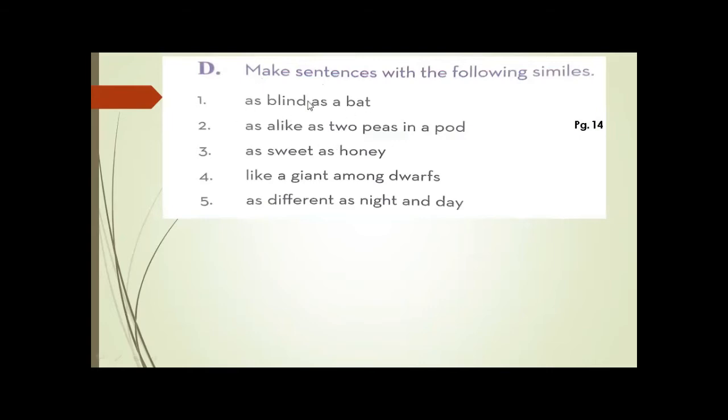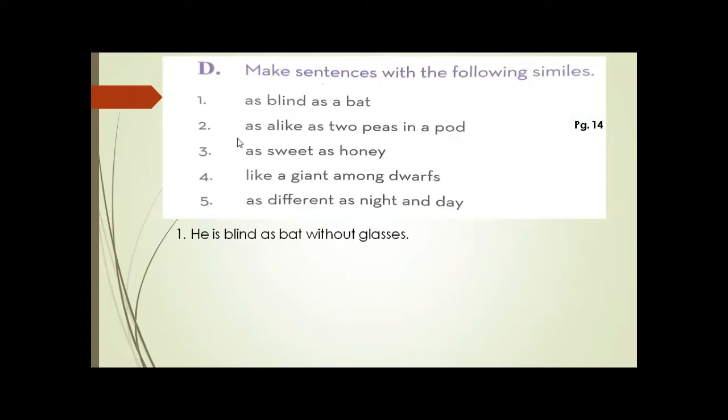So have you thought of a sentence? Yes, she is as blind as a bat without glasses. Like me, he cannot see without his spectacles. So he was as blind as a bat without glasses. His eyesight was as weak as a bat when he didn't wear his glasses or spectacles.